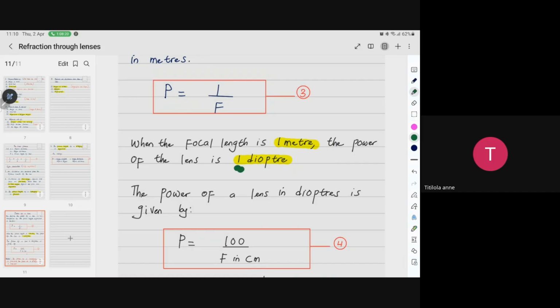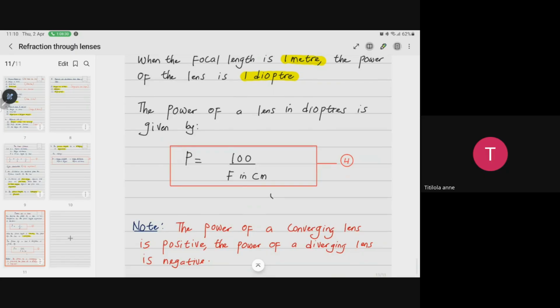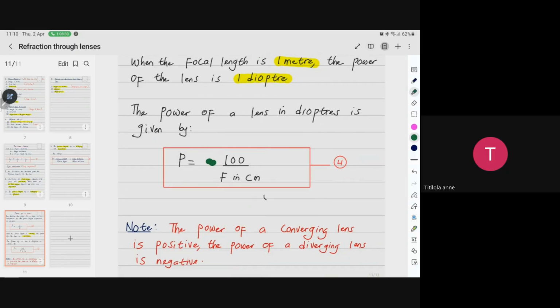Okay, now the power of the lens is 1 dioptre. So 1 meter will give you 1 dioptre, in case the person cannot see. So now we have that P is equal to 100 over F, where F is in centimeters. Or just convert the centimeters to meters, then you do 1 over F. If you understood what I said, give me a thumbs up. So in whatever they gave you, if it's in centimeters, convert to meters. I know that 1 meter will give you 1 dioptre.